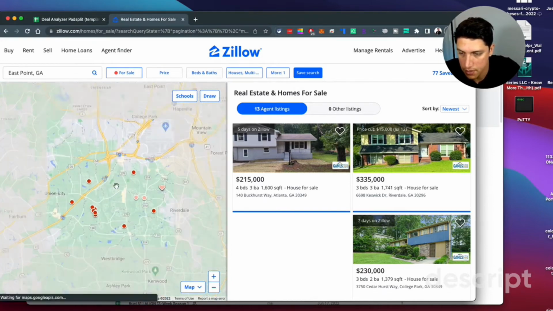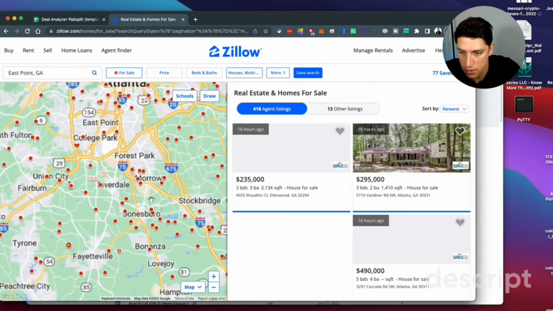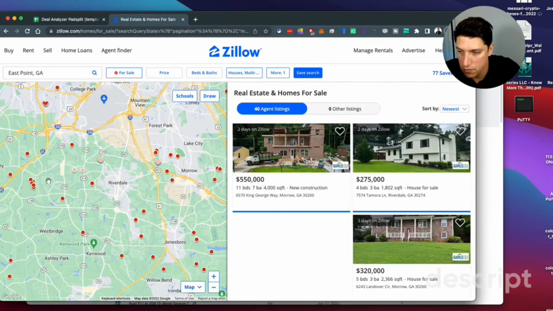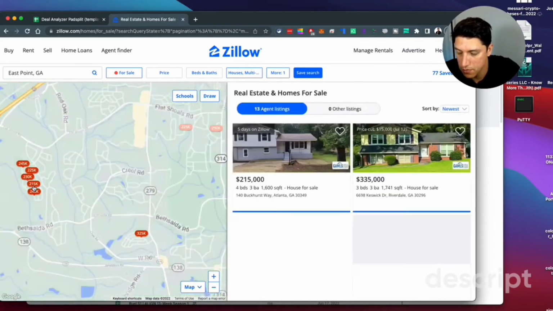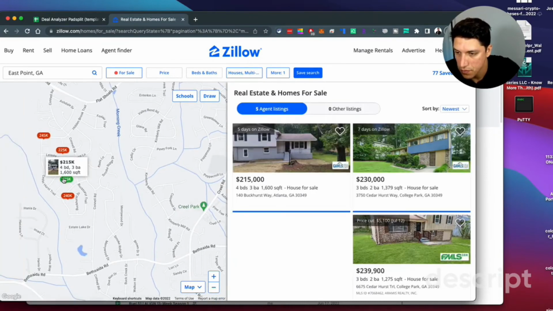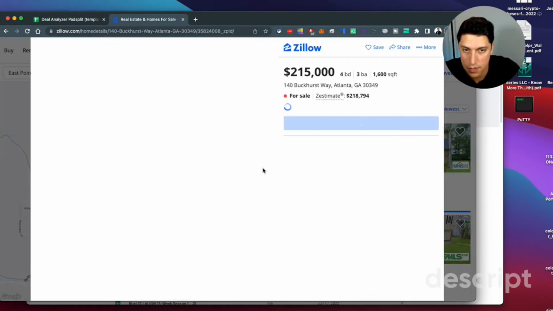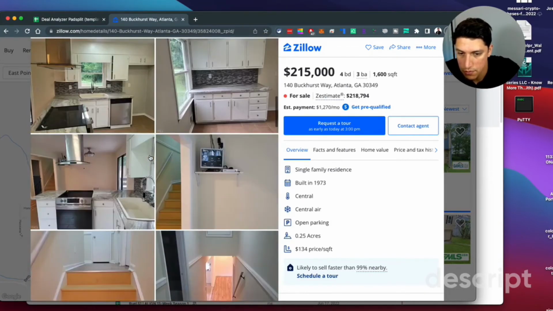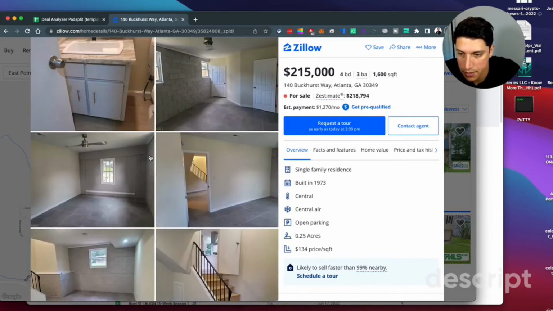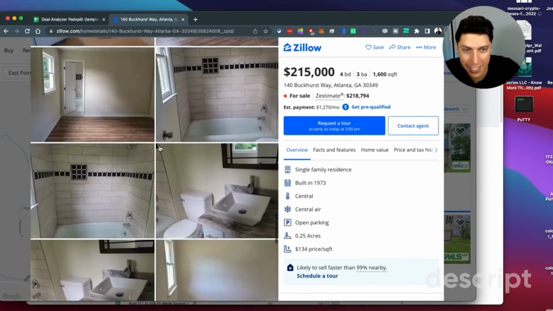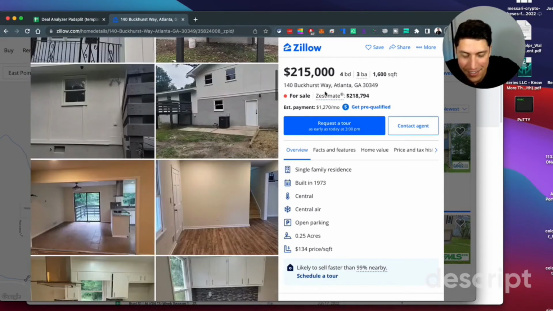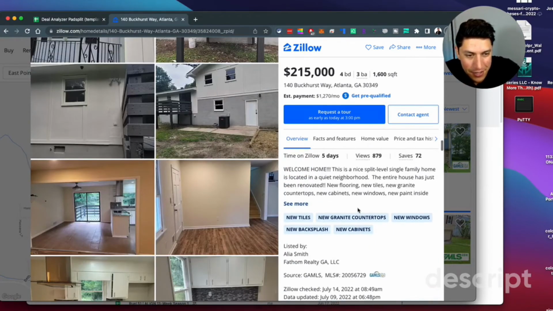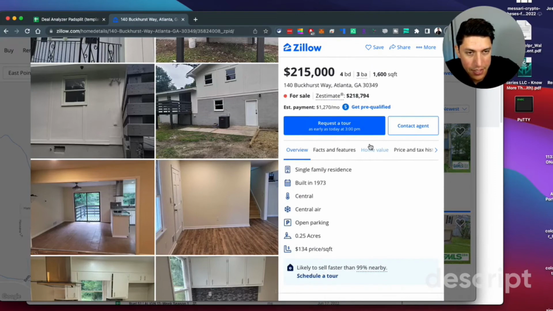Let's say this one right here. So this one is 365, 325. Let's do this 215. This actually isn't a bad house. I'm actually going to be looking at this. Okay, so welcome home. This is a nice split level single family homes located in quiet neighborhoods. Our house is renovated, new flooring and all that stuff.